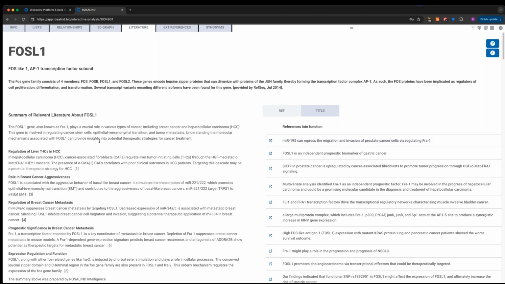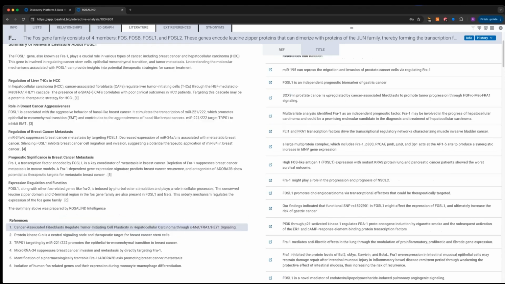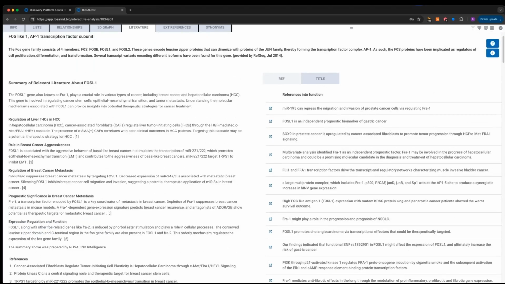And then on the left-hand side, we apply generative AI. So on the left-hand side, we have these references at the bottom. So these were the highest ranked publications according to the function of this gene. And we applied a generative AI to make this summary about the function of the gene. So we can see that this is related to breast cancer, no surprise here, aggressiveness, metastasis, prognosis as well. We get a little information here about the regulation and function.